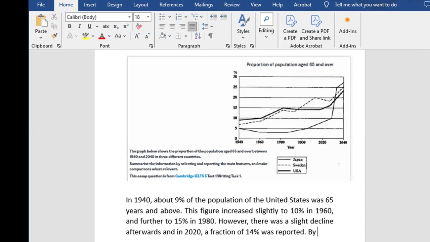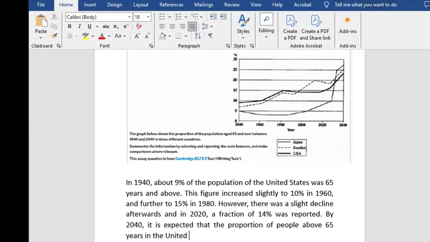By 2040, it is expected that the proportion of people above 65 years in the United States will be about what? Let's say this figure here. This is about, let's say 24%. Will be about 24%. Okay? So I finished describing US. That's what I mean by good. You take one country, describe it all the way till the end. After that, you now move to another country.